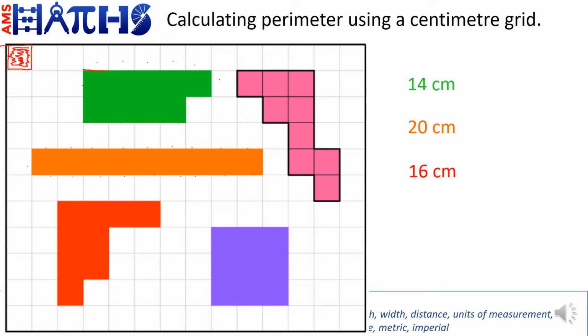The perimeter for the red shape is 16 centimeters. The perimeter for the pink shape is 18 centimeters. And the perimeter of the purple shape, which is a square, is 12 centimeters.